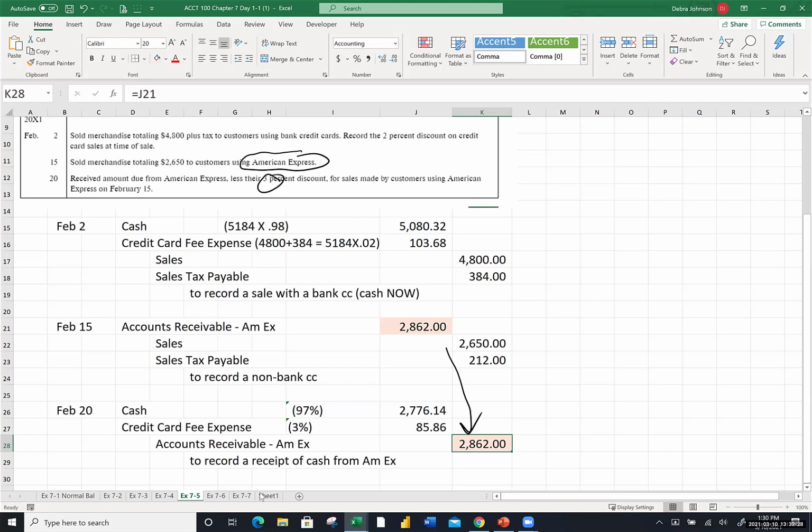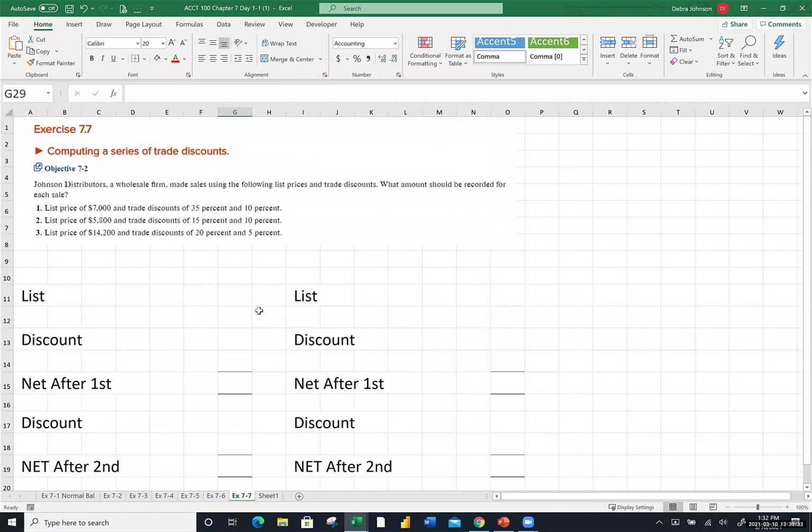Now, most people, when they see that, they say, oh, 30% off. That's not what it means. It means take the 20% off first and get the net, and then take the additional amount out. And I think it's best described by just jumping in and getting our hands dirty. So let's go to the last tab here, which is 7-7. And we're going to take a look at a trade discount.